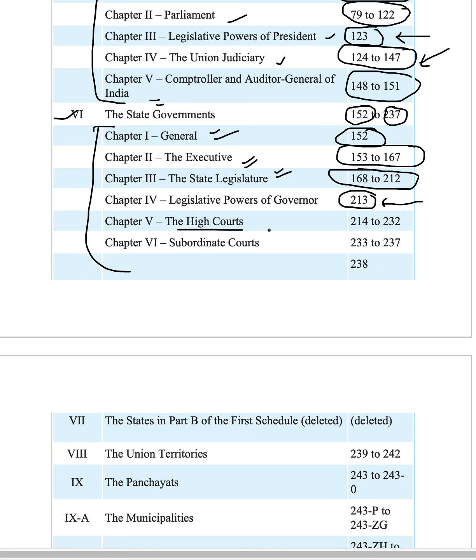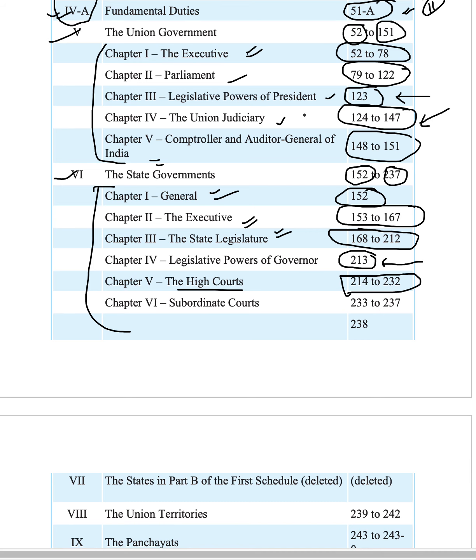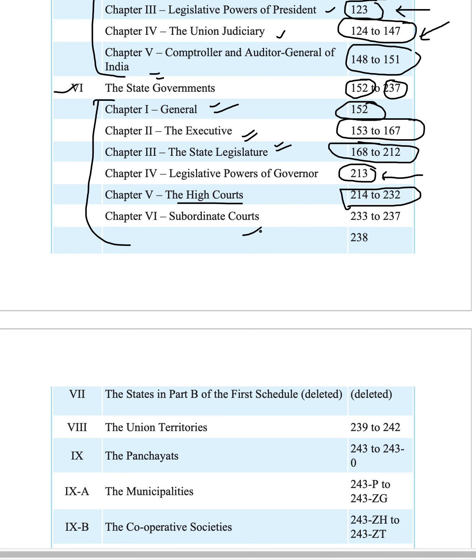Then provisions relating to the high courts are given from 214 to 232. As well as you can see that union judiciary, that is Supreme Court, was from 124 to 147. Then the subordinate courts have also been mentioned in the Constitution. They are from 233 to 237.